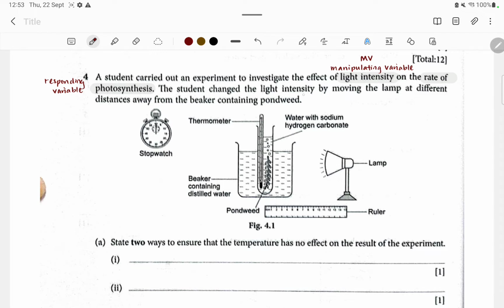The student changed the light intensity by moving the lamp at different distances. So this is the way that they do it for the manipulating variable, different distance away from the beaker containing pond weed. Stopwatch is over here, thermometer over here, beaker with distilled water, and then pond weed, water with sodium hydrogen carbonate, lamp and ruler. Sodium hydrogen carbonate we already know is to supply carbon dioxide.